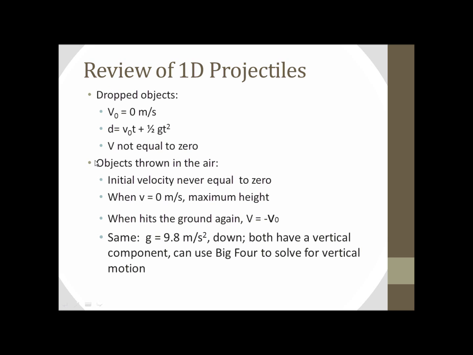What's the same for both dropped and thrown is that gravity is always 9.8 meters per second squared. Specifically, it's going down. That's why you see g equals negative 9.8 meters per second squared. But here I didn't put the negative because I wanted to make sure you understood, again, that the negative sign means down. Both of these instances have vertical components, which means the up and down side, right? Vertical is up and down. And you use the big 4 to solve for the vertical motion. Since there is acceleration in terms of gravity, you have to use the big 4.